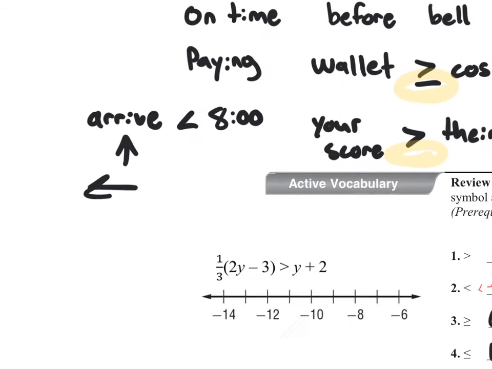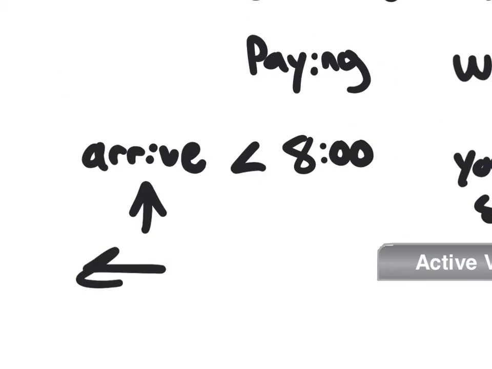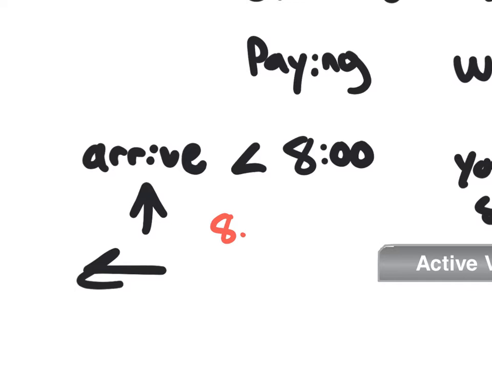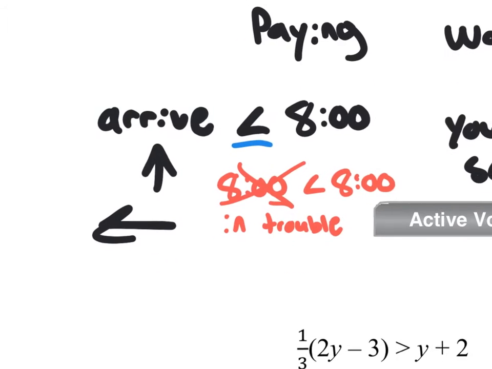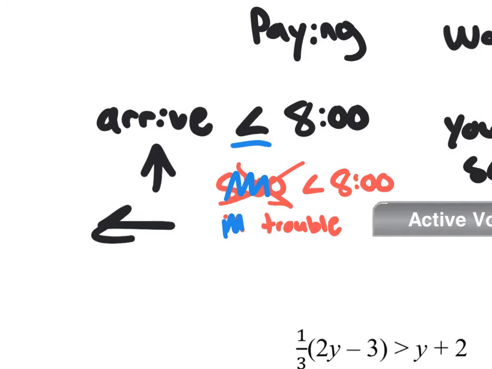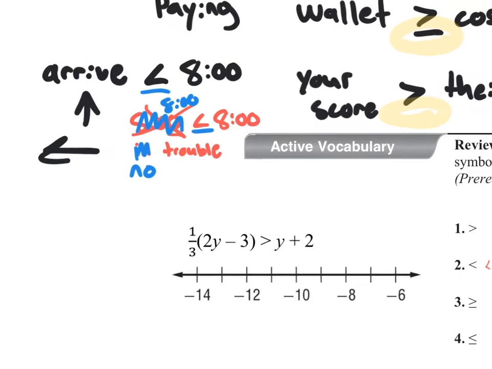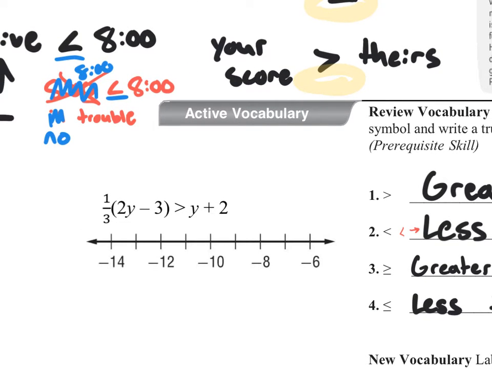The line underneath it does have important implications. One example of that would be your curfew. If you are supposed to arrive before 8 p.m. and you show up at 8 p.m., 8 p.m. is not less than 8 p.m., you're in trouble, right? Or maybe they say that your curfew is you have to arrive by 8. If they say by 8, that would then put a line underneath the inequality, and then your 8 o'clock is less than or equal to 8 o'clock, no trouble. So the line underneath the inequality helps dictate the exact moment.